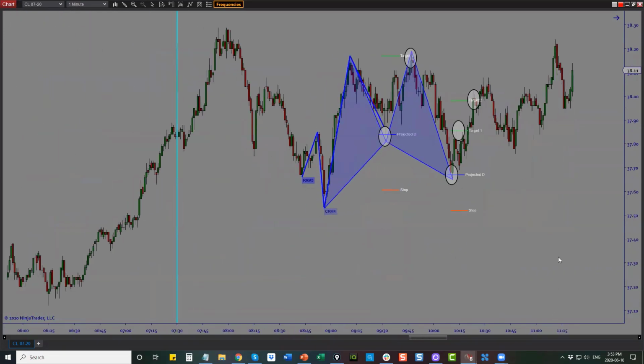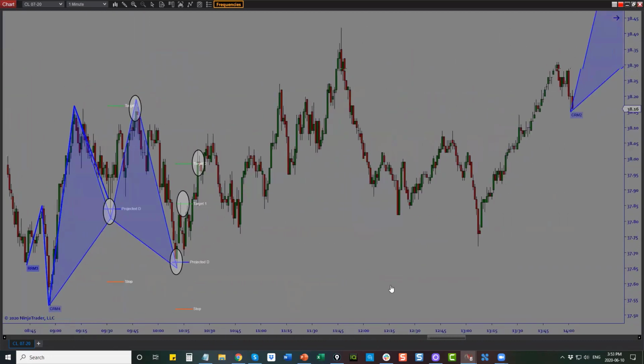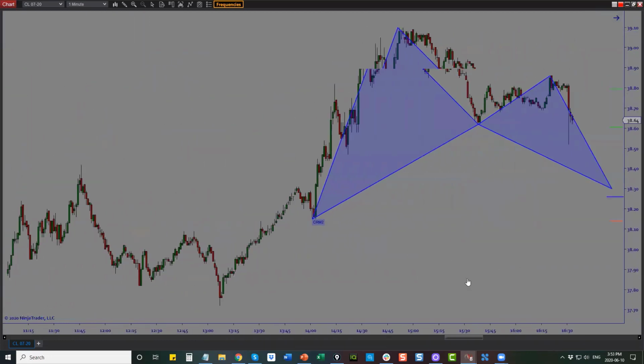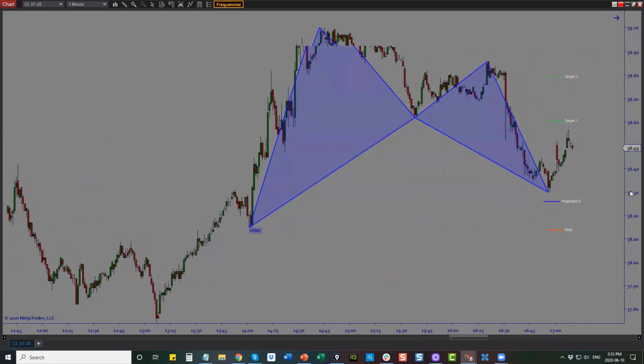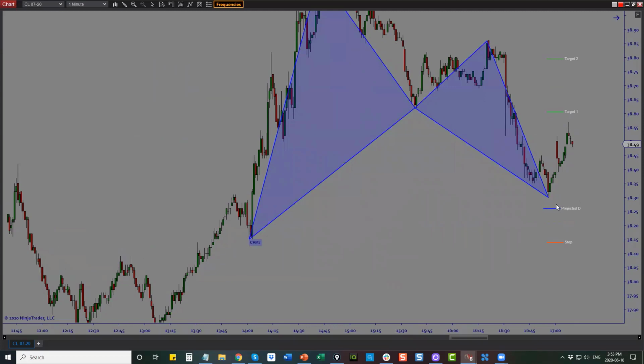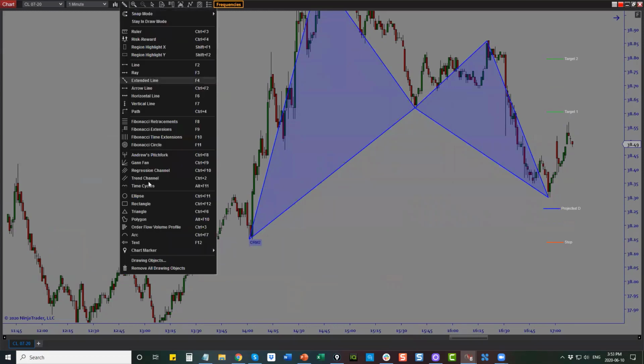Maybe we won't get it. Maybe we'll get a short. We'll have to wait. Remember, we're waiting for a long. Okay? Boom, boom, boom. Okay? This one here, look at this. This came to projected D. It didn't touch projected D. Okay, remember there's a buffer zone that goes around these.